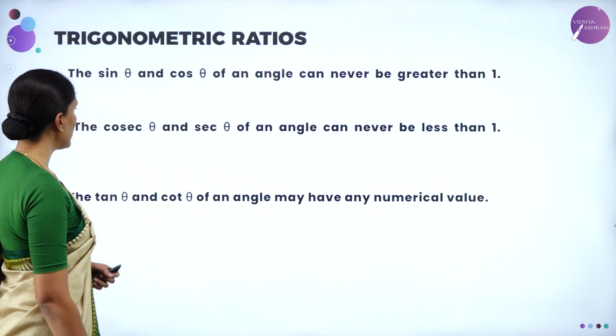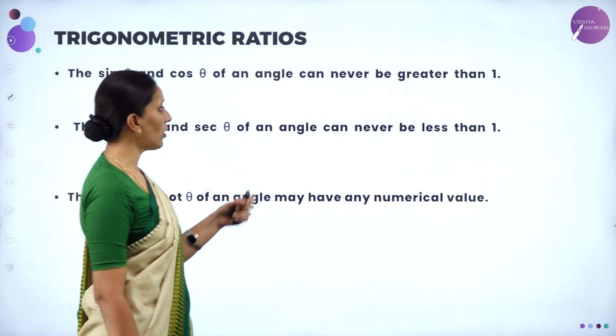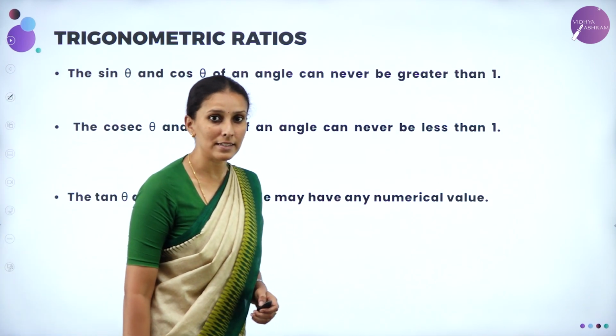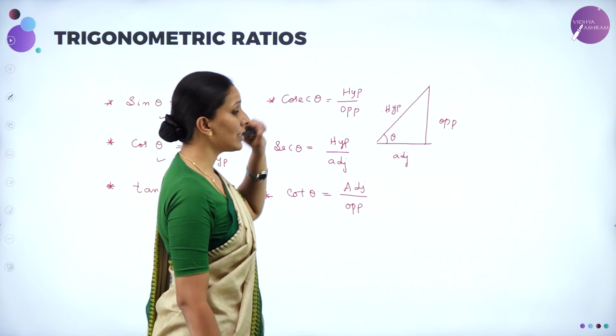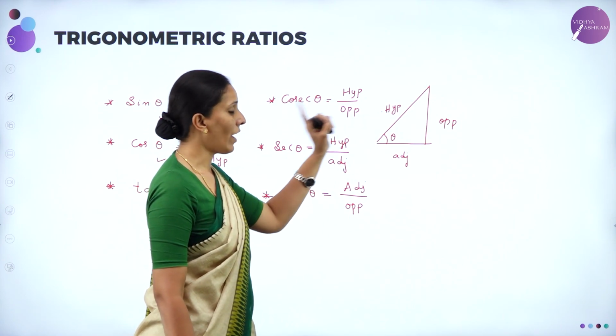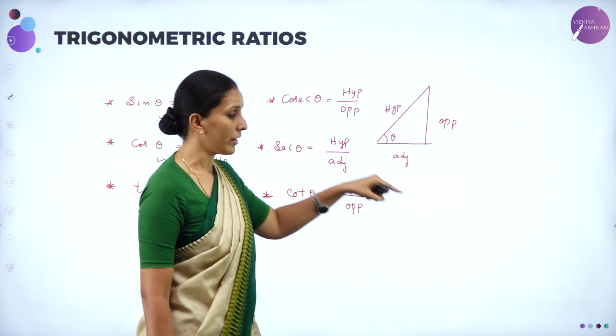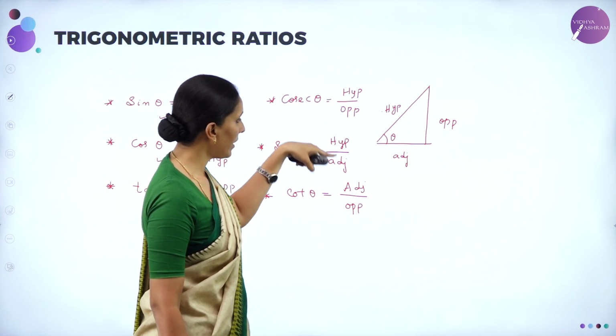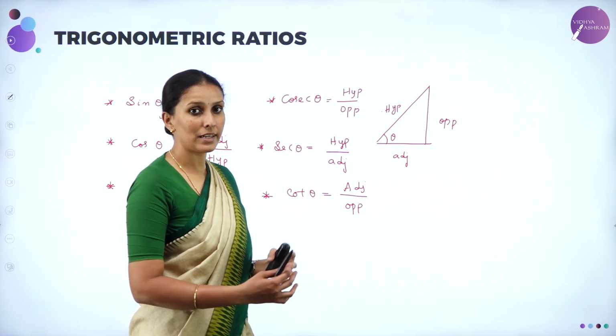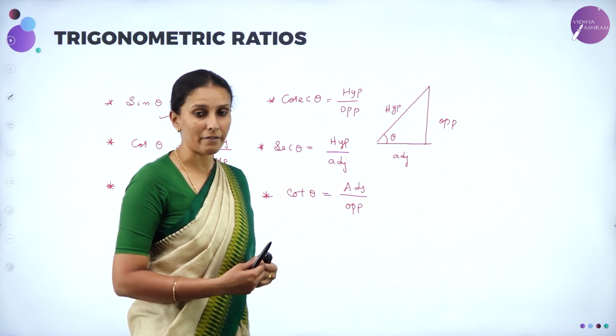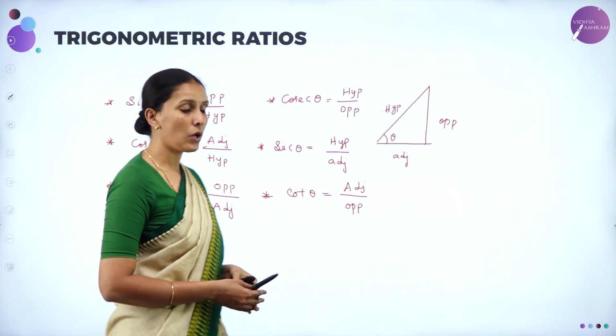Now, the next point is the cosecant and secant theta of an angle can never be less than 1 because hypotenuse is in the numerator whose value is greater than the other two sides. So, when hypotenuse is divided by any other two sides, obviously the value can never be less than 1. It has to be greater than 1.